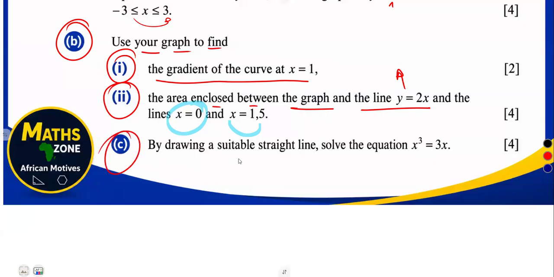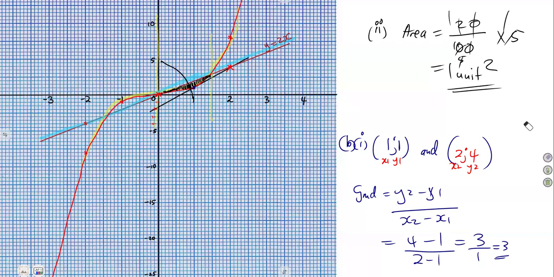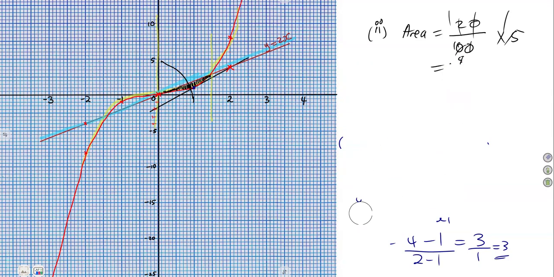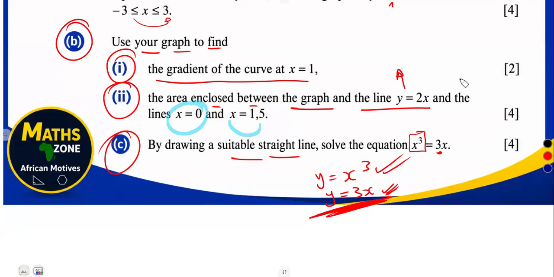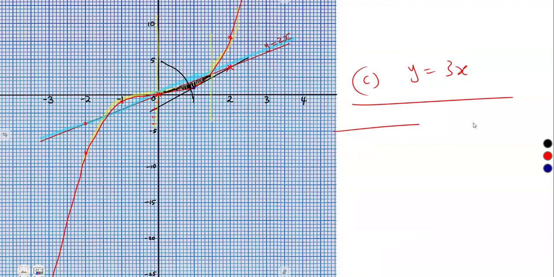And by drawing a suitable straight line, solve this equation: x cubed, the original graph, is equal to 3x. We are given y equals x cubed and another graph of y equals 3x. What we need is to draw the suitable straight line, which is y equals 3x. Just like y equals 2x, you use a table of values. We saw that for y equals 2x. Now for y equals 3x, simply use a table of values, x and y here.